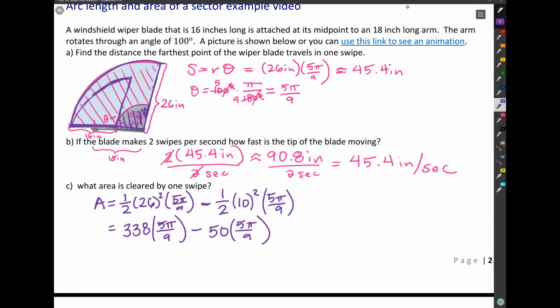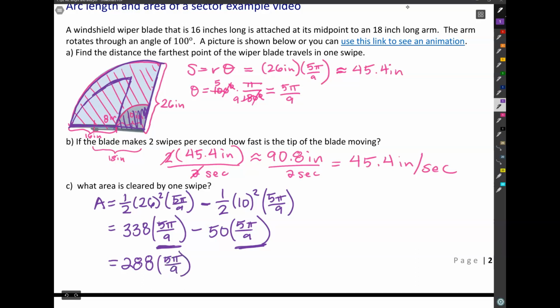I think this is a real-world application. A decimal answer is going to be great here. We don't need the exactness. What we need is a useful answer that we can make sense of. You can also notice that these are like terms. If we have 338 5 pi over 9s and we subtract 50 5 pi over 9s, we're going to get, I don't know what we're going to get, 288. Yep, I think that is right, times 5 pi over 9.